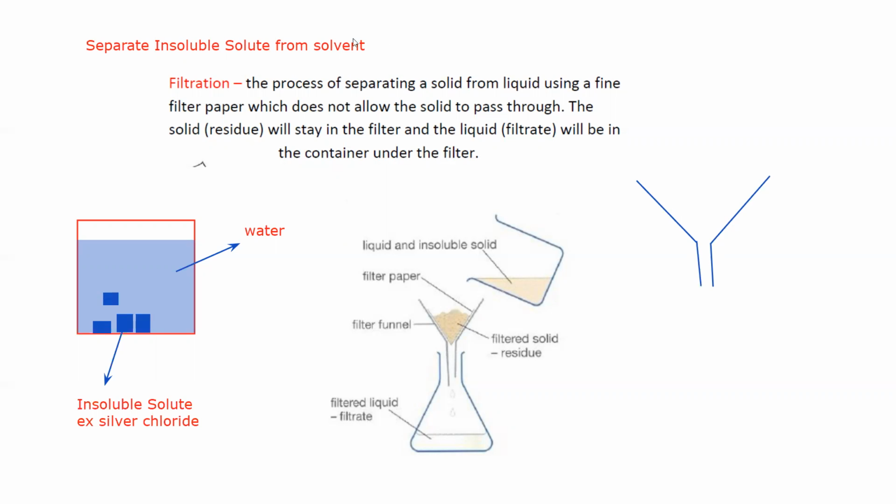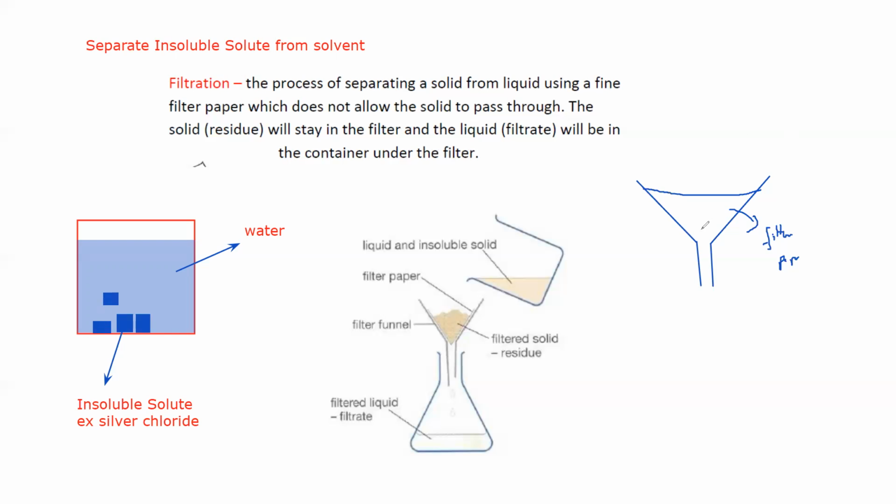Then on this filter funnel, what do we place? We place a filter paper. So a paper is placed here. That is called a filter paper. Then we add this mixture of solute and solvent, insoluble solute and solvent.